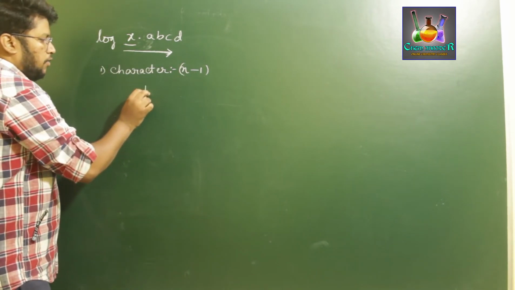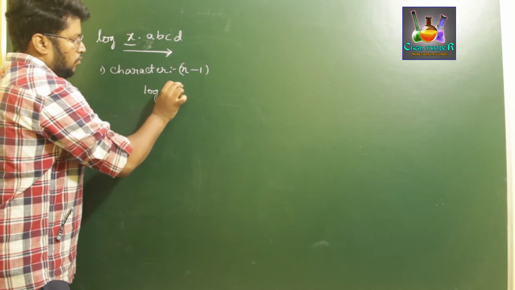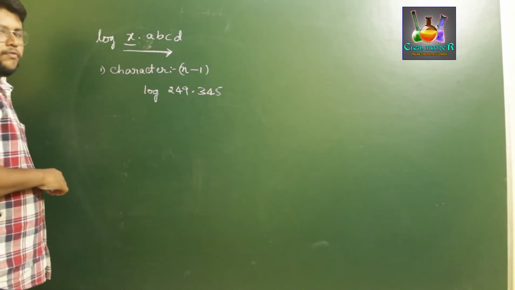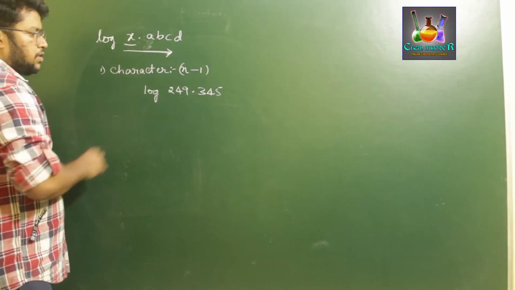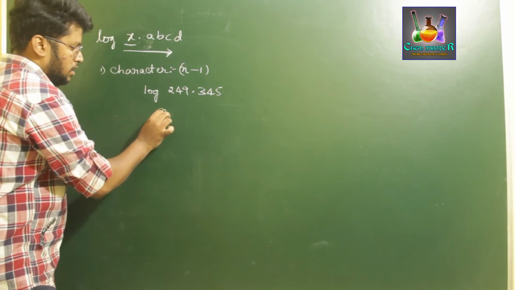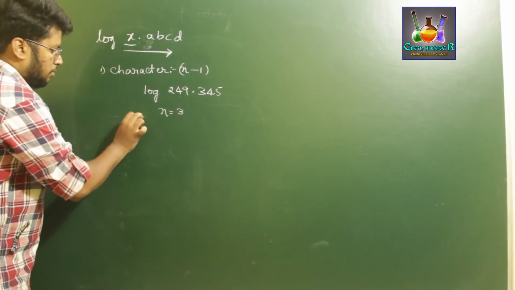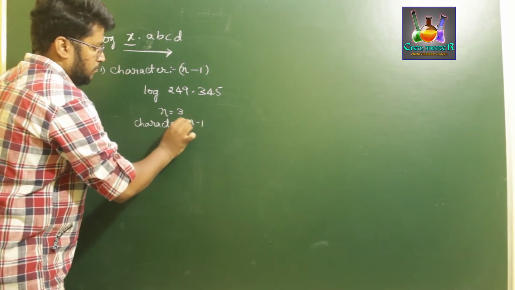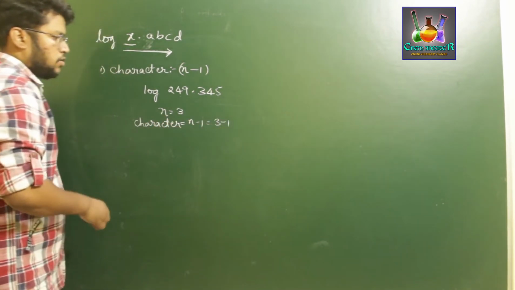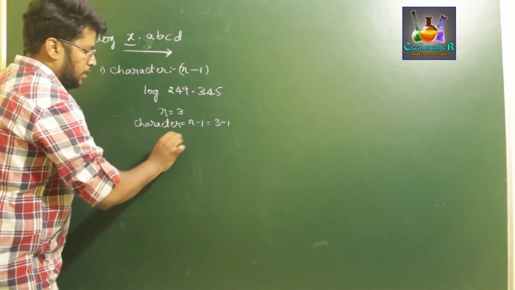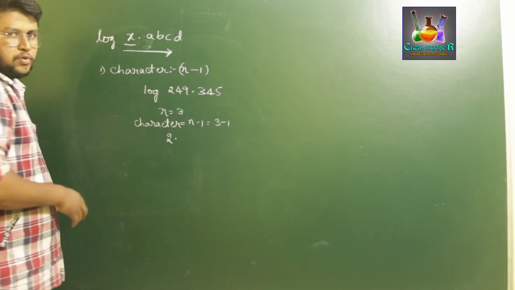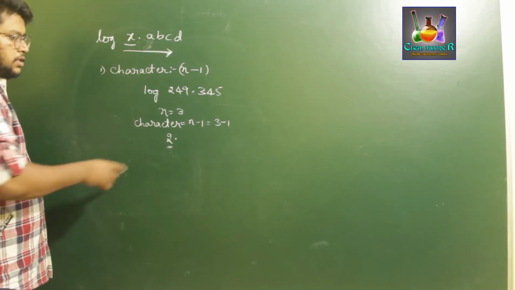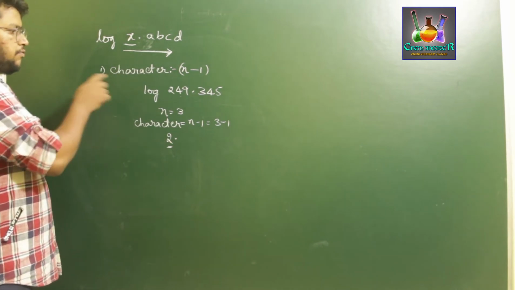For example, take log of 249.345. The characteristic of this given log function: we have 3 digits, that is, n is equal to 3. The characteristic will be n minus 1, that is 3 minus 1. So the answer you should write as 2 point something. That something will be the mantissa, which is abcd. So this 2 is the characteristic of the given log function.